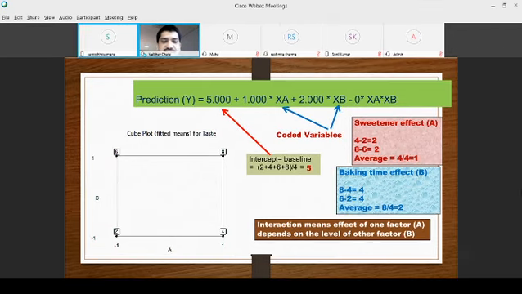Similarly, you can take the example for xa, xb considering b. So that means 8 minus 4 is 4, minus of 6 minus 2 is 4, that means 4 minus 4 will be 0. Because of this, the mathematical equation we are going to have is 0. The interaction means what? Interaction means effect of one factor depends on the level of the other factor. In this case, the interaction of factor A depends on the level of factor B. But in this case, there is no such interaction.